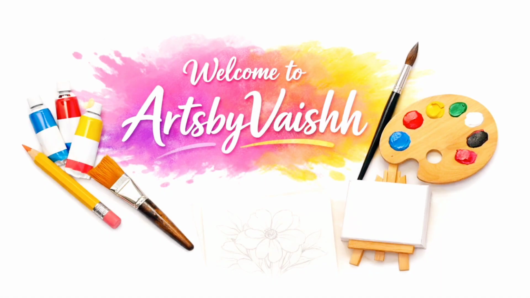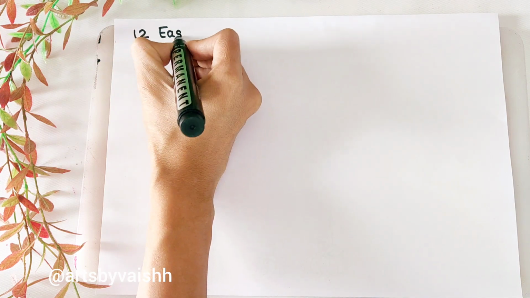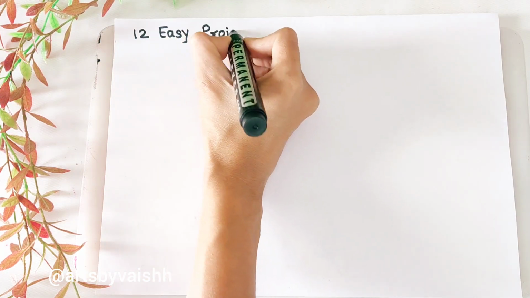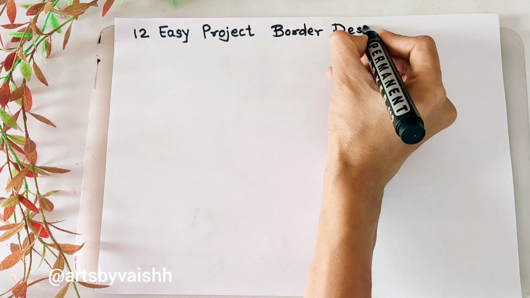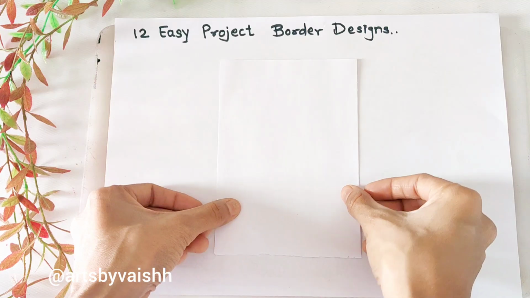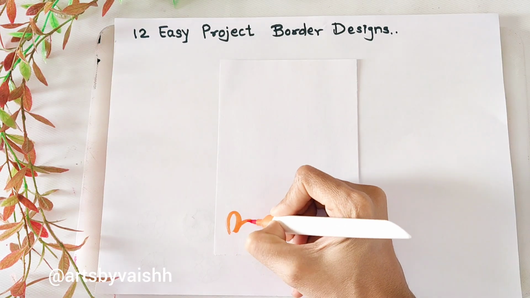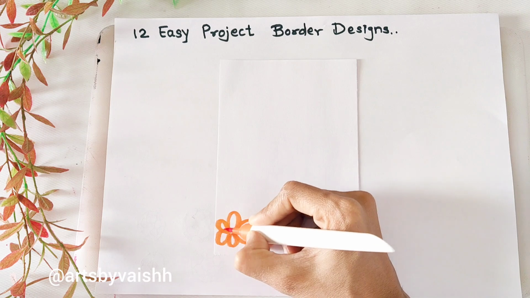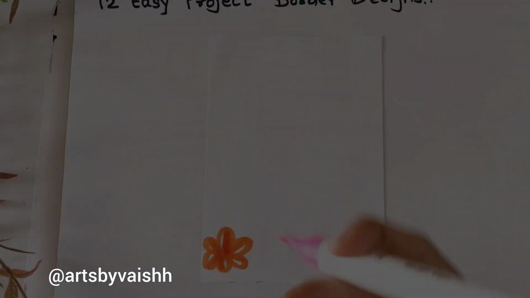In this video, I'm gonna tell you how to create 12 different border designs step by step. These are very easy and beginner friendly and perfect for school and college projects. So let's go. Let's start with our very first design, a simple floral border. You can use small flowers, leaves to make it look elegant. In my case, I am using flowers only.